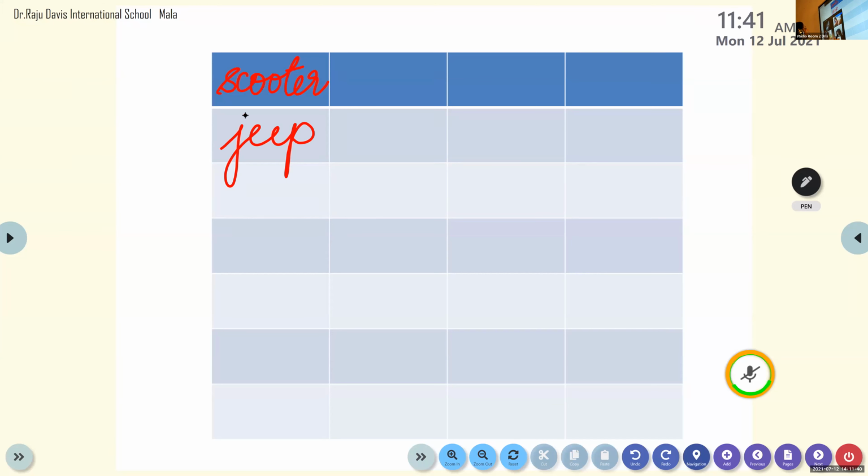Jeep is over. Is there any other vehicle? Yes, Meghadash? Van. Very good, Meghadash. It is van, V-A-N. Yes, children, so we are getting many names as such. Now let's move on to the next person.